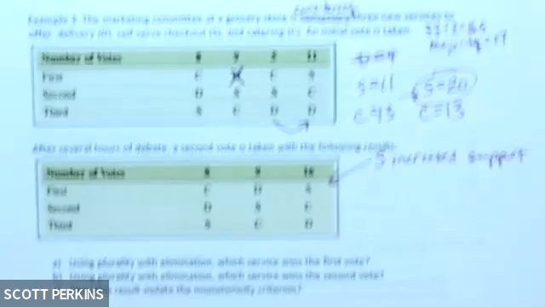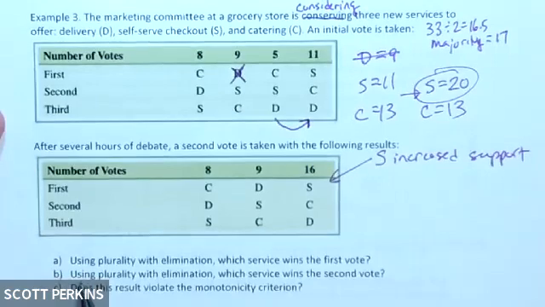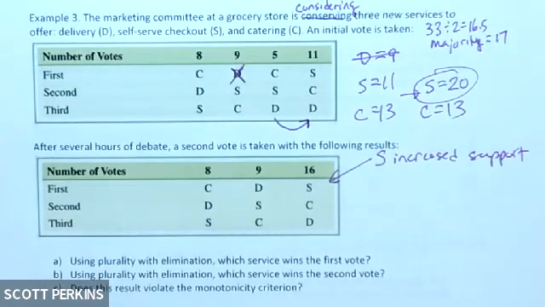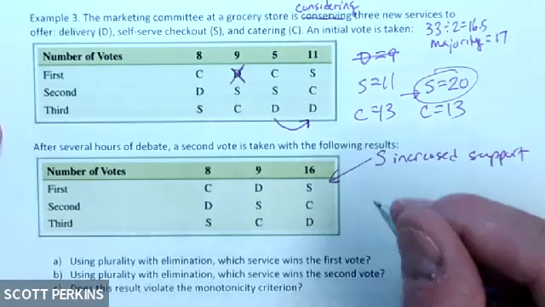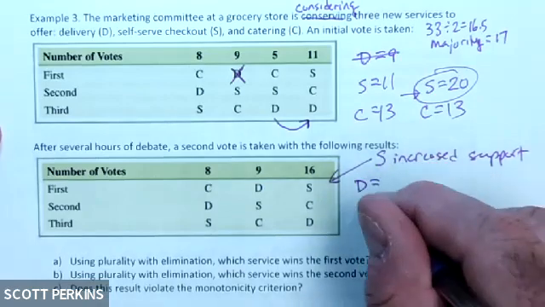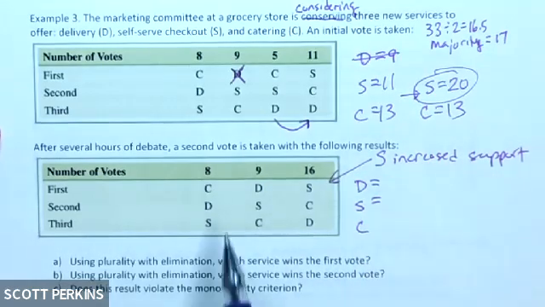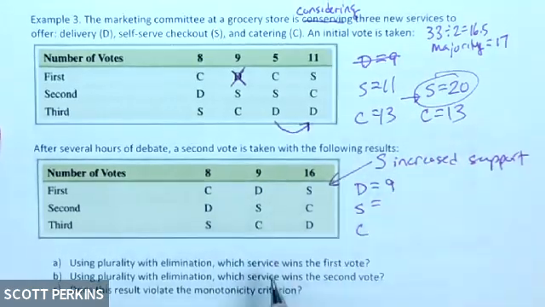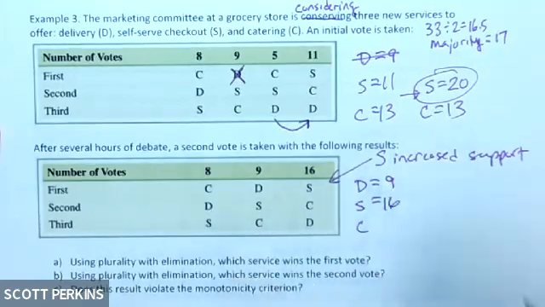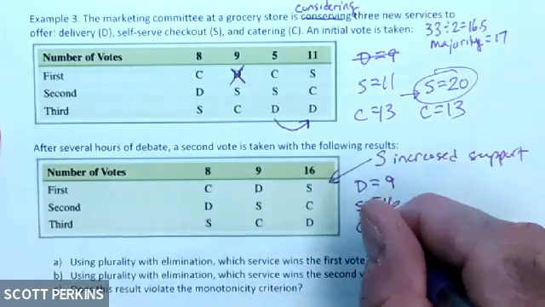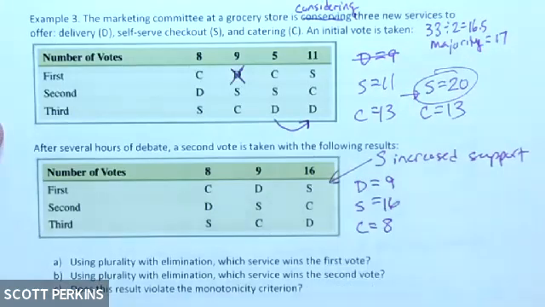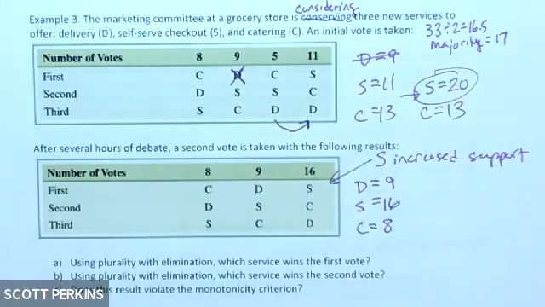Okay, so now we're going to do a re-election. The B part of the problem says, again, use the plurality with elimination to see who wins the second time around. Okay, so D and S and C. D got 9 votes this time. S got 16. Notice it increased its support. And C has 8. But again, no one has a majority. They're so close to getting a majority.